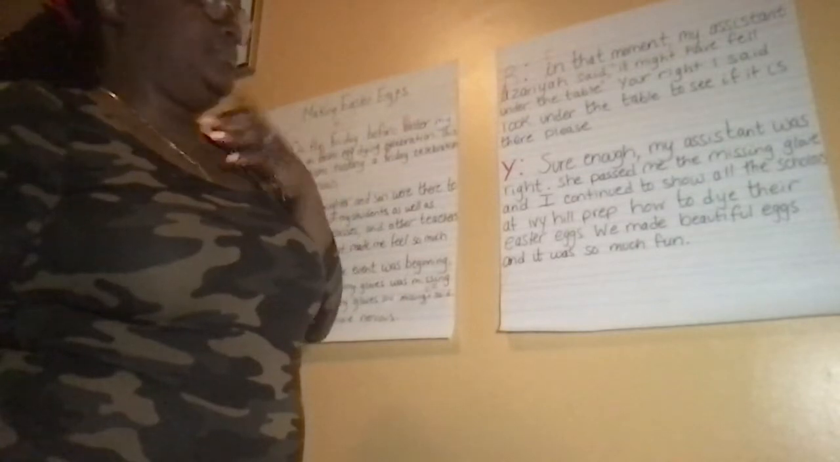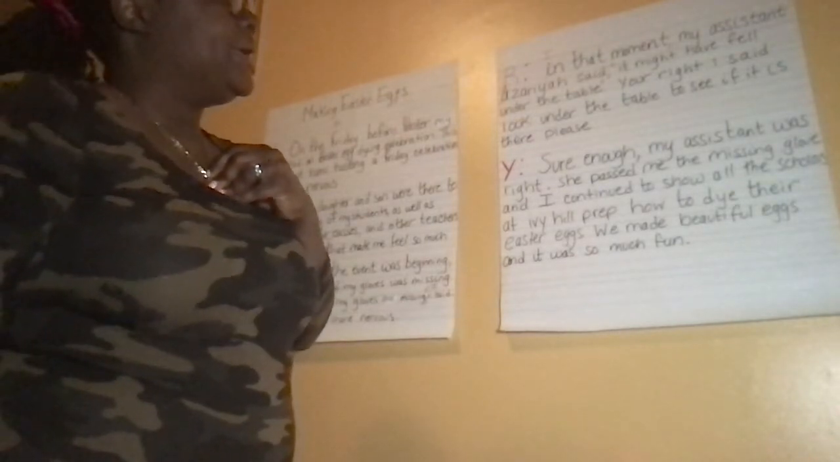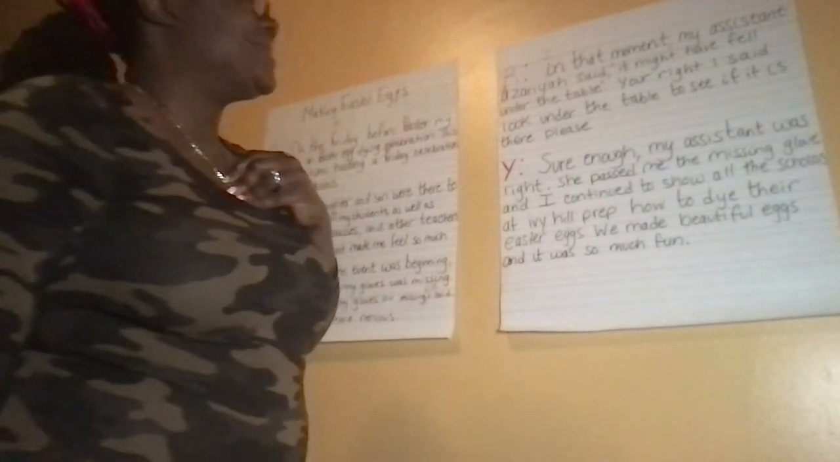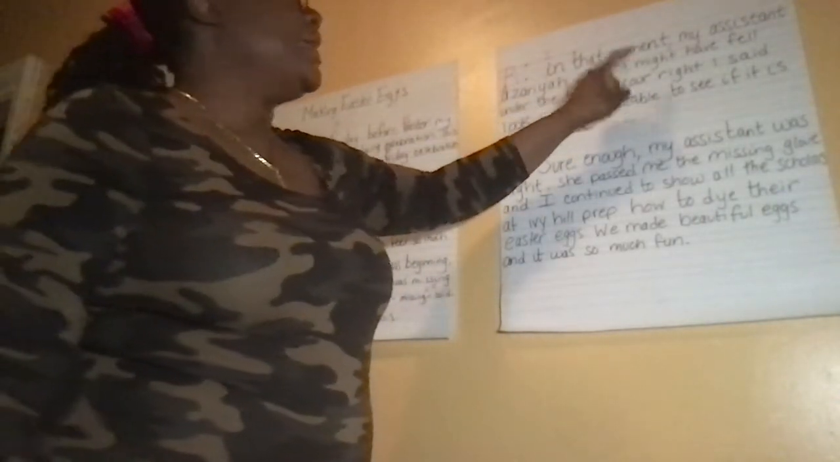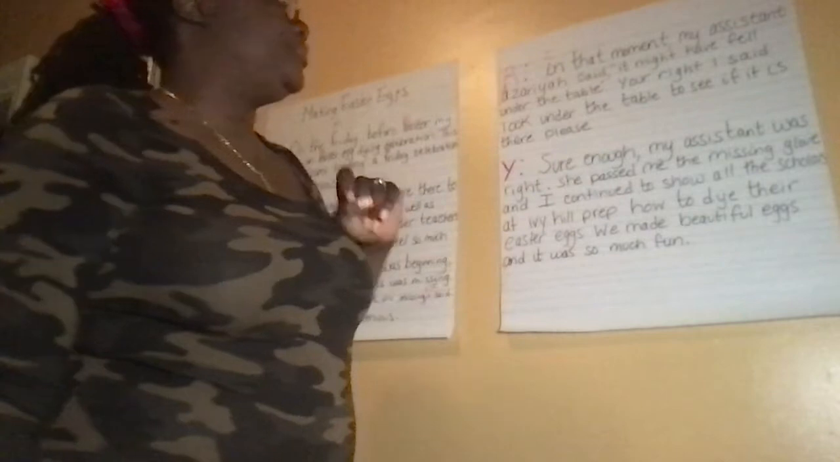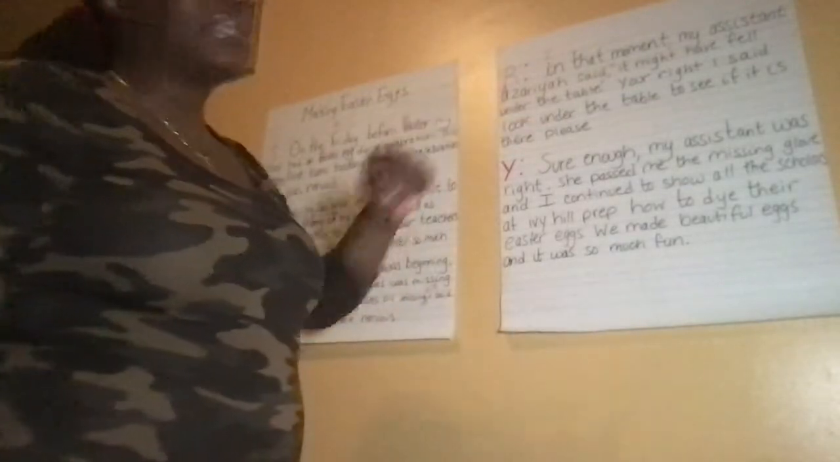let's see. Am I finished? What do you think? Let's go back and read it one more time. In that moment, my assistant, Azaria said, comma, "it might have fell under the table." Period. Okay, friends, I think we're good. I think we're good. Let's look at the next sentence.